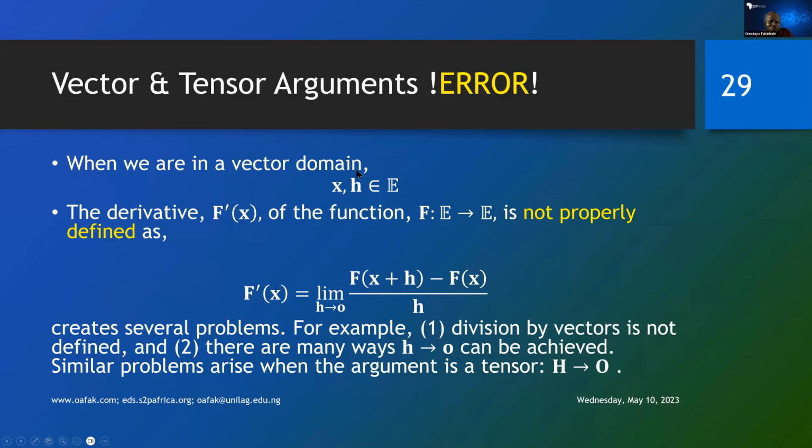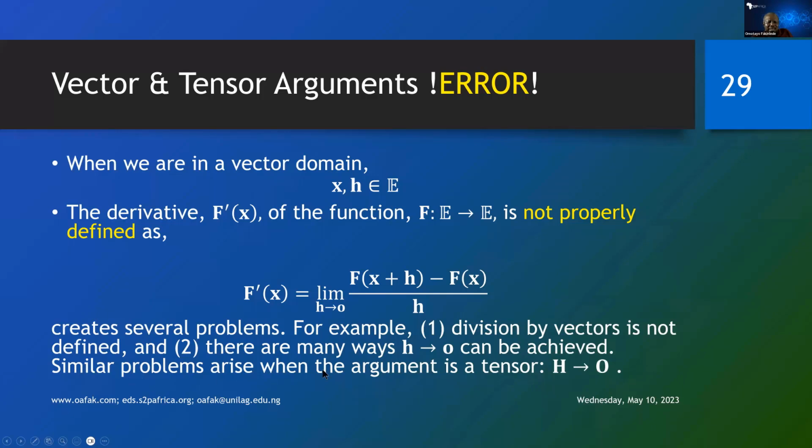When we're in a vector domain such that x and h are vectors, the derivative f prime of the function is not properly defined as f prime is the limit as h tends to 0 of f of x plus h minus f of x, over h. Because this formula creates several problems. For example, 1, division by vectors is not defined. 2, there are many ways h can approach 0.